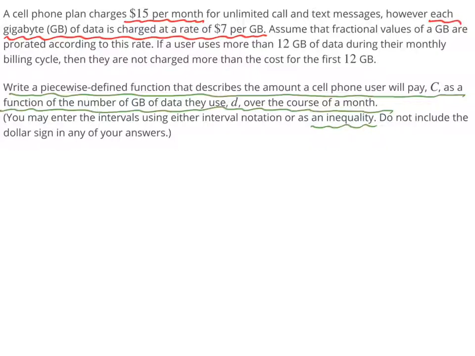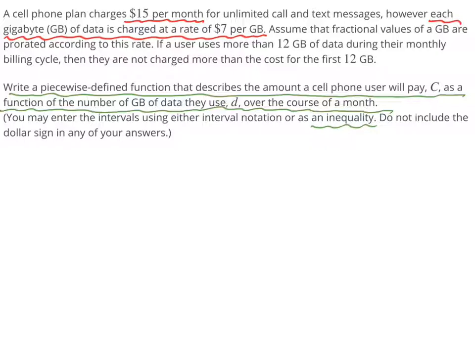So $15 a month for everyone, and then the amount of data they use increases their bill. And it says assume that fractional values of a gigabyte are prorated according to this rate. All that means is that if you use a half a gigabyte, you're not going to be charged $7 for half a gigabyte. You'll be charged $3.50, half of $7.